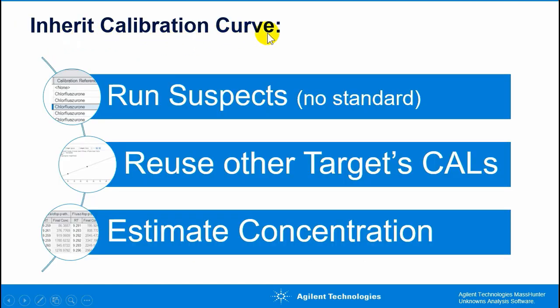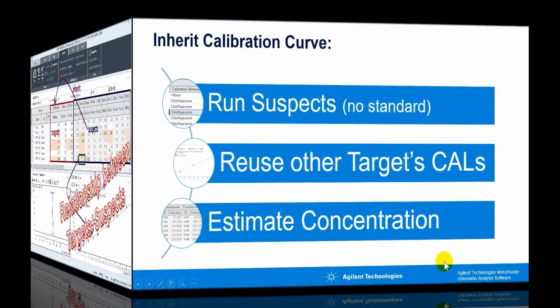Inherit calibration curve is useful when you're running suspects, meaning you don't have any standard. Nevertheless, you can reuse other targets' calibration curves. Now the suspect has an estimated concentration within an order of magnitude based on the original reference target.